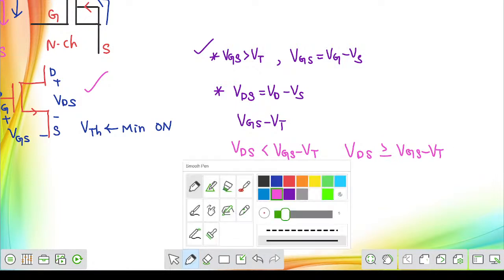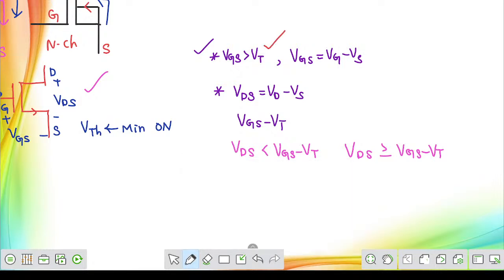Now, the MOSFET should first satisfy the condition VGS greater than VT to turn on. Once it is turned on, if it satisfies the condition VDS less than VGS minus VT, then your MOSFET is in triode or ohmic region. That's it. Suppose your MOSFET satisfies the second condition, VDS greater than or equal to VGS minus VT, then your MOSFET has entered into the saturation region.